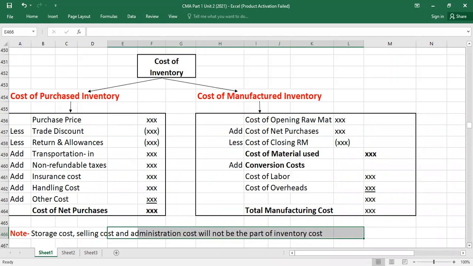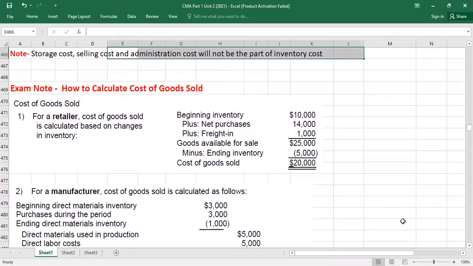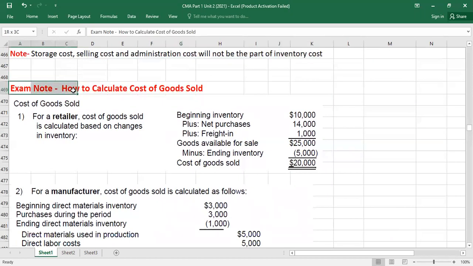Now here we have a note, because sometimes this concept the examiner will link with the calculation of the cost of goods sold. So there is an exam note on how to calculate the cost of goods sold. Here you should remember, if we talk about retailers, how we can calculate the cost of goods sold for the retailers. Usually retailers are those trading businesses which buy the product and resell this product without substantial modification. So usually this is how we can calculate the cost of goods sold for a retailer.